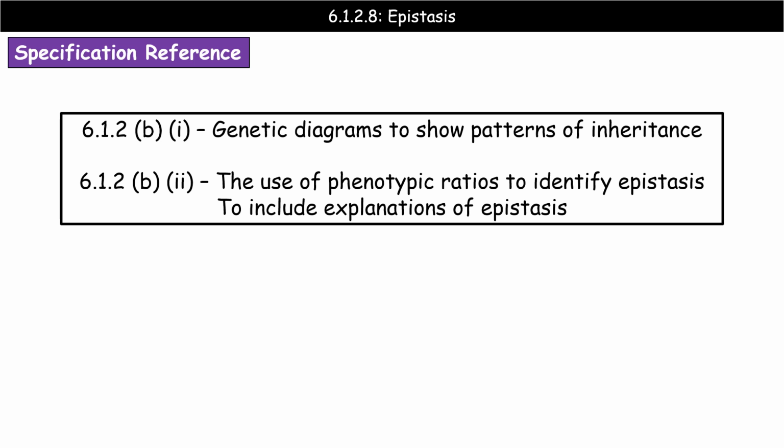What we're going to be doing in this video is carrying on with our module 6 part 2 work, looking at all these different patterns of inheritance. And in this particular video we'll have a look at specification references 6.1.2b part 1, genetic diagrams to show those patterns of inheritance, and 6.1.2b part 2, the use of phenotypic ratios to identify epistasis, including the explanations about what epistasis actually is.